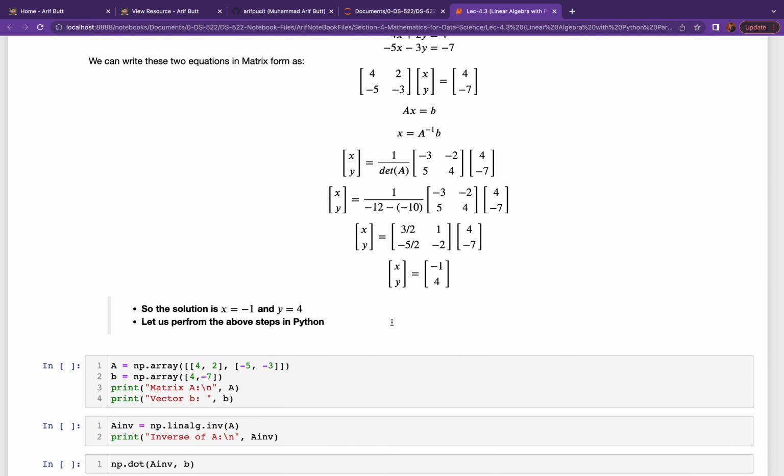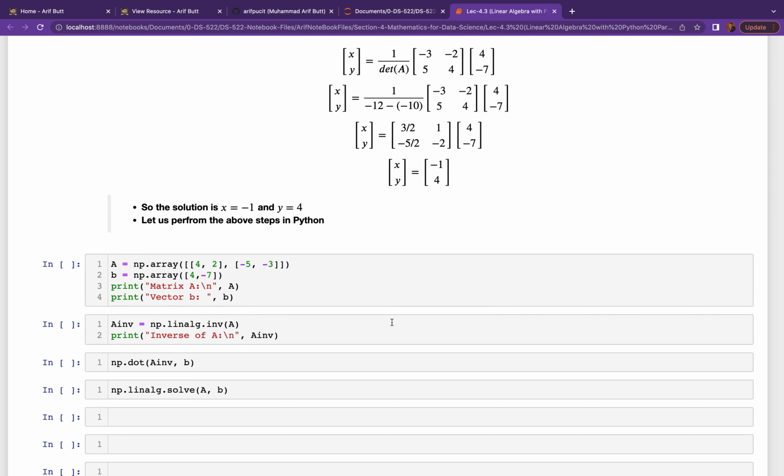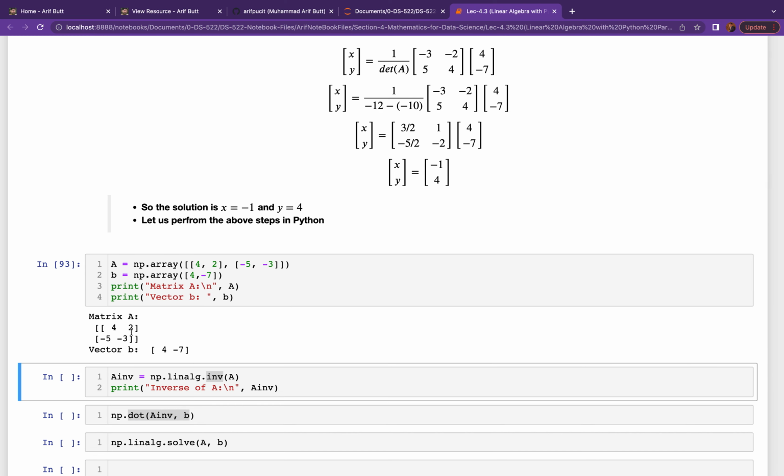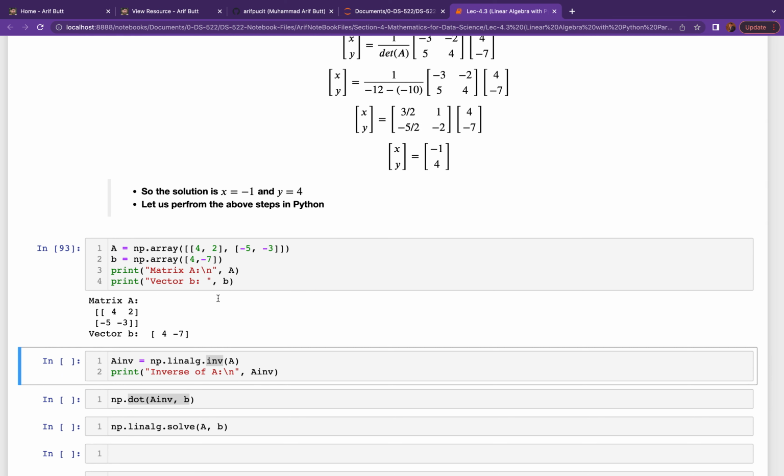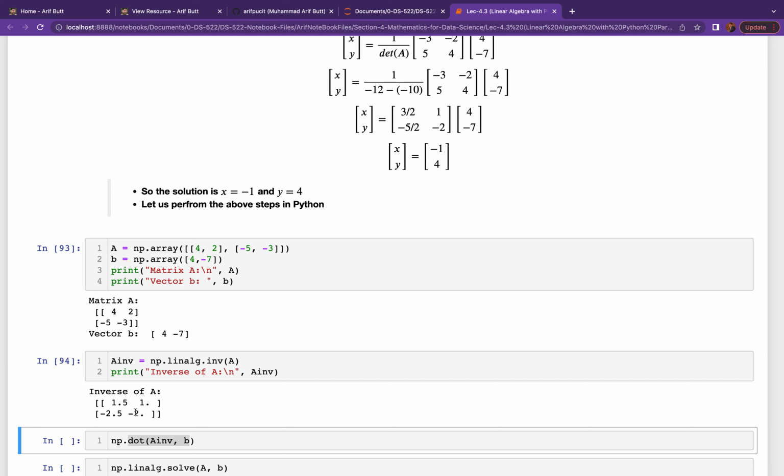Please do the math. And in case you want to do this using NumPy, you have this method INV. This INV method is used to compute the inverse, and then you multiply this inverse matrix of A with vector B using the dot method, and you get the answer. So let me run it. So this is the matrix A and the vector B. These are the same matrix A and vector B, 4 minus 7. And then I have used the inverse.